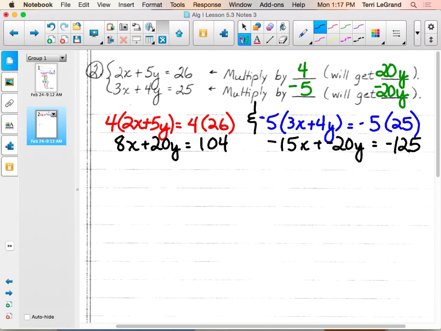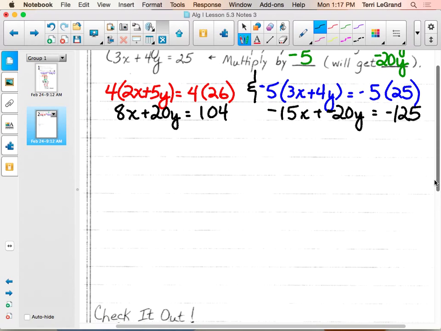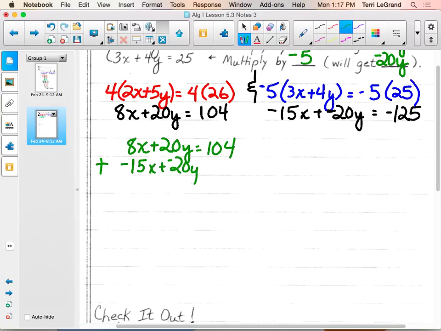Negative 15x plus 20y equals negative 125. That's a negative 20y, it's kind of hiding at the bottom of the y tail there. So all of them had to change to negatives, right? Okay, then let's get those lined up, ready to add together. 8x plus 20y equals 104, plus the one that has all negatives in it. We're going to add those together.